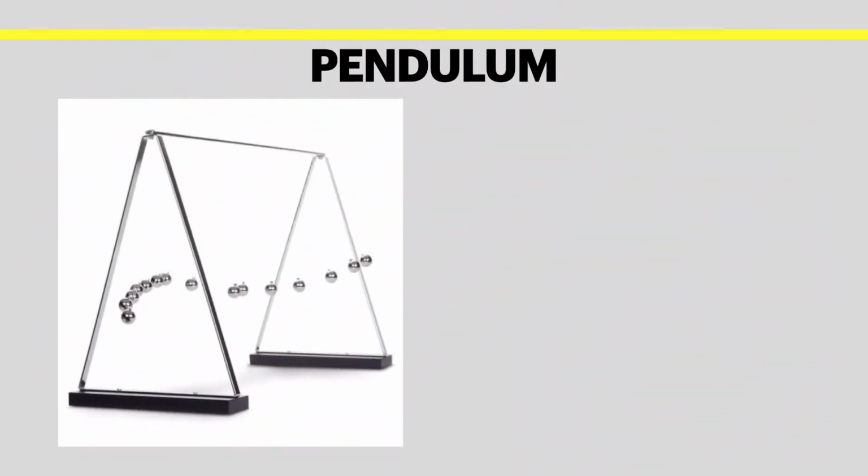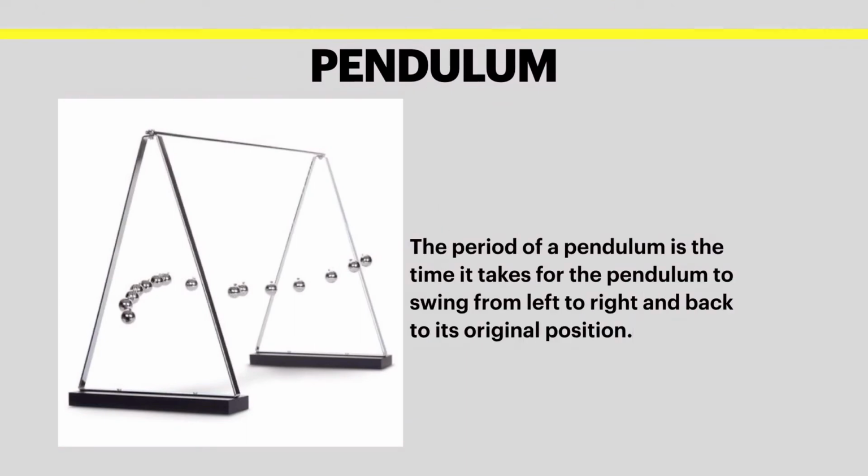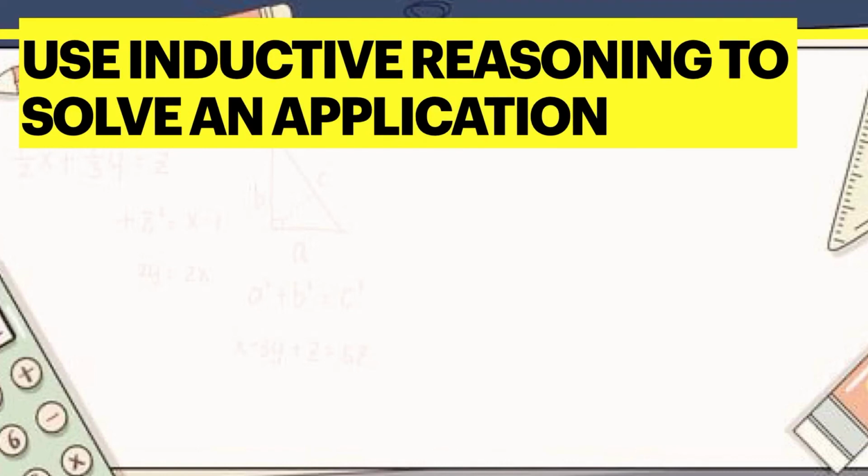This is what a pendulum looks like. The period of a pendulum is the time it takes for the pendulum to swing from left to right and back to its original position. So, by knowing the pendulum, our next step will be using inductive reasoning to solve an application.